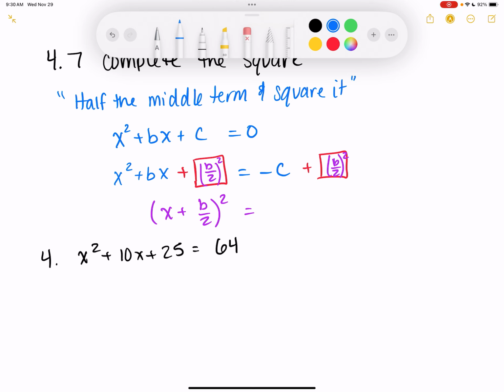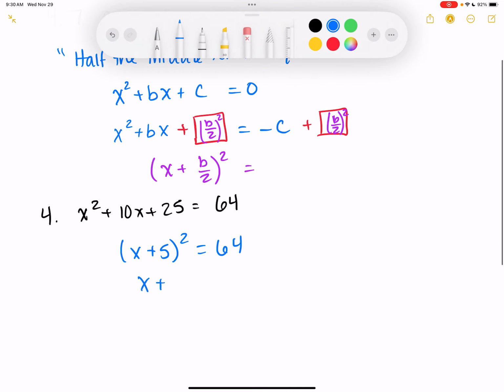Factor. x plus 5 squared. It's a perfect square trinomial. So again, they have provided us with this step, and we're trying to solve it all the way down. So that equals 64. Take the square root of both sides. So x plus 5 is equal to, square root of 64 is 8, so plus or minus 8.